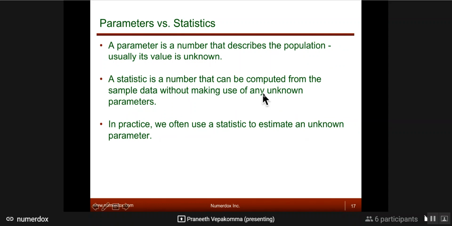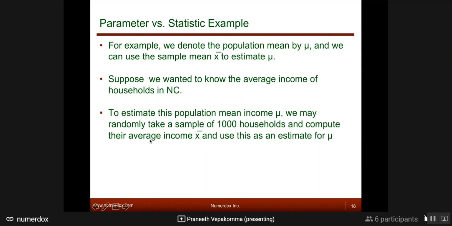So a statistic is a number that can be computed from the sample data without making use of any unknown parameters. You don't know the truth, but you want to estimate it. If you have a good formula and a procedure, then you can call it a statistic. Your sample data is just the data you're collecting. You cannot collect every data point, which is why you're using sample data. In practice, we use the statistic you have come up with to estimate an unknown parameter. For example, it could be the average, or it could be other things if it were a more complicated model.